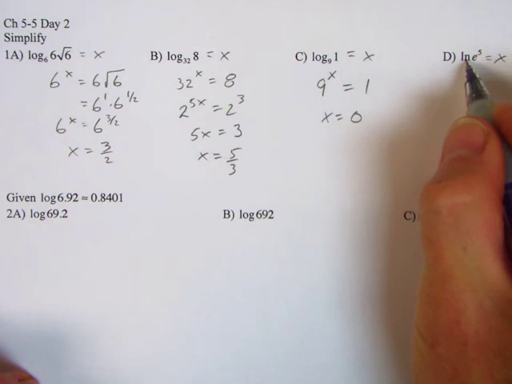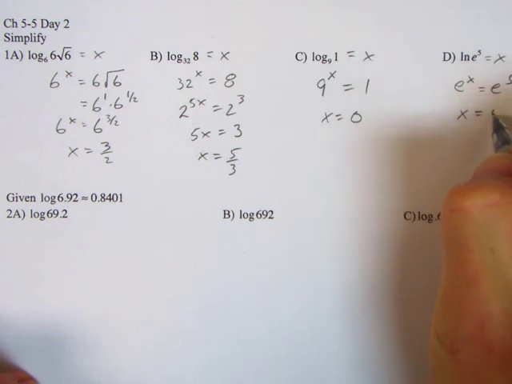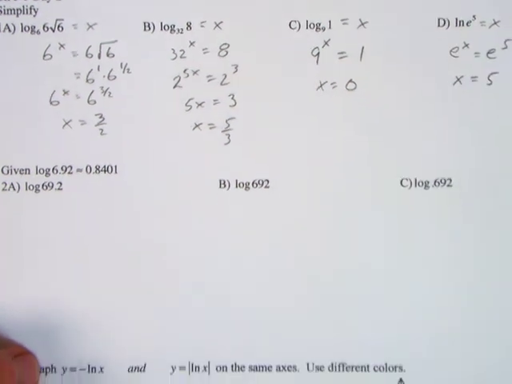What's the base of the log? It's base e, so it's e. A log is an exponent. e to the x, remember ln is just a log base e, equals e to the 5. So the same base, x equals 5.